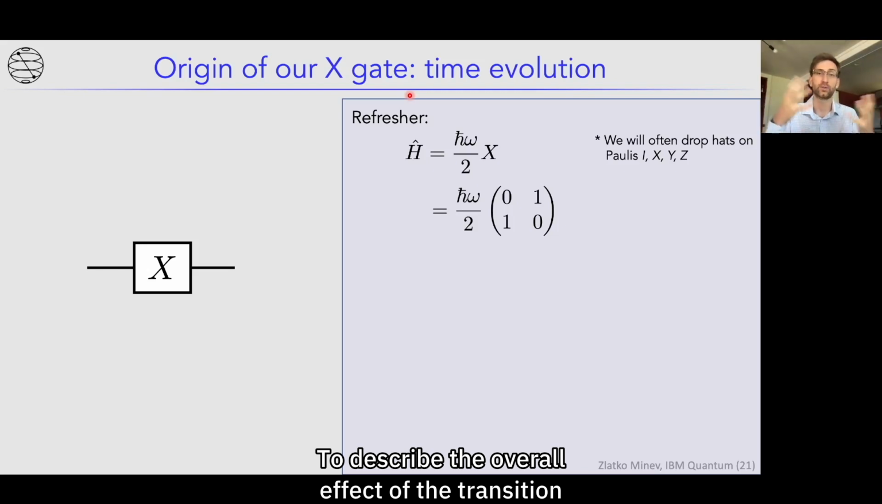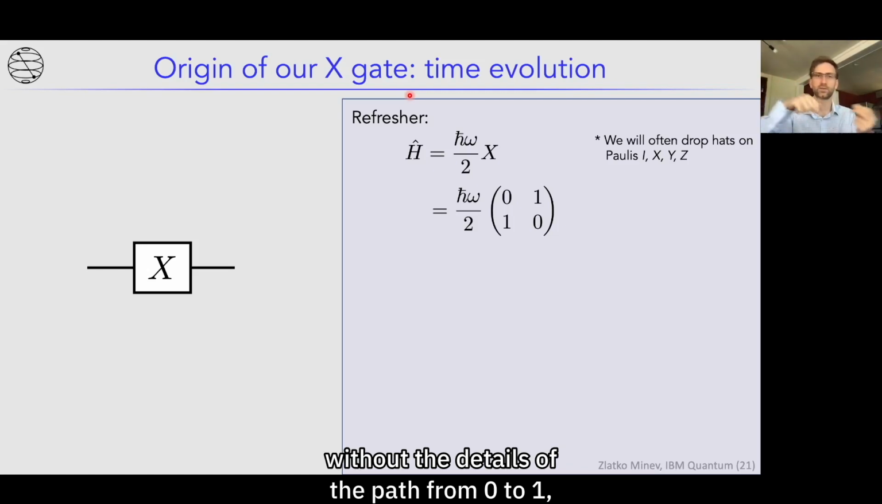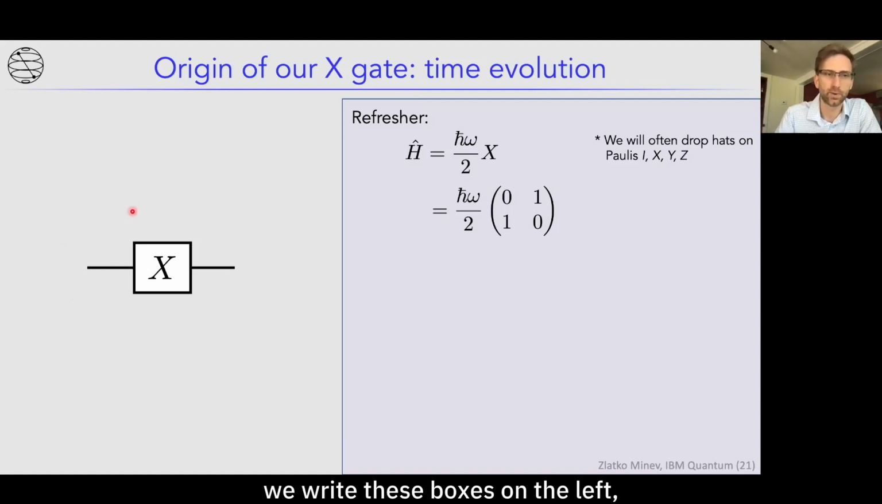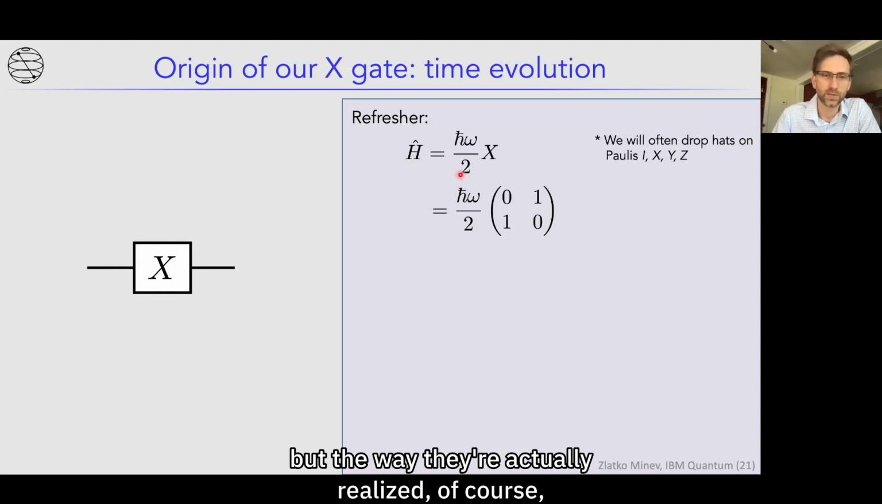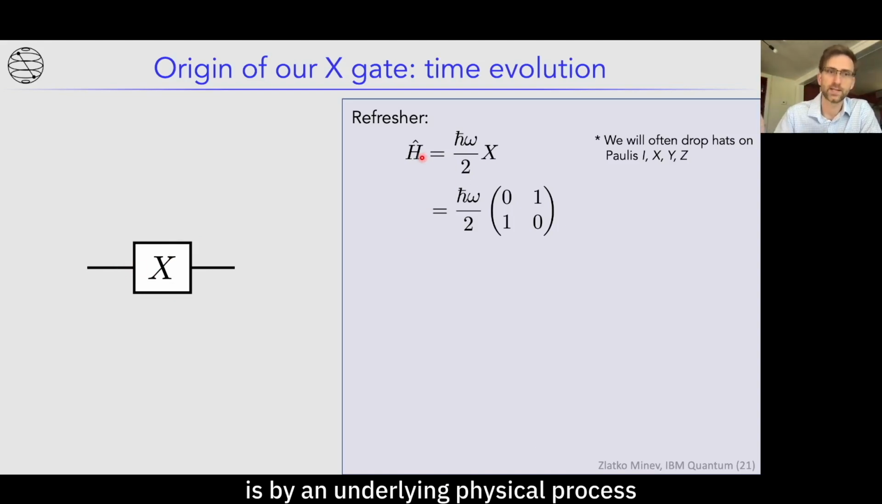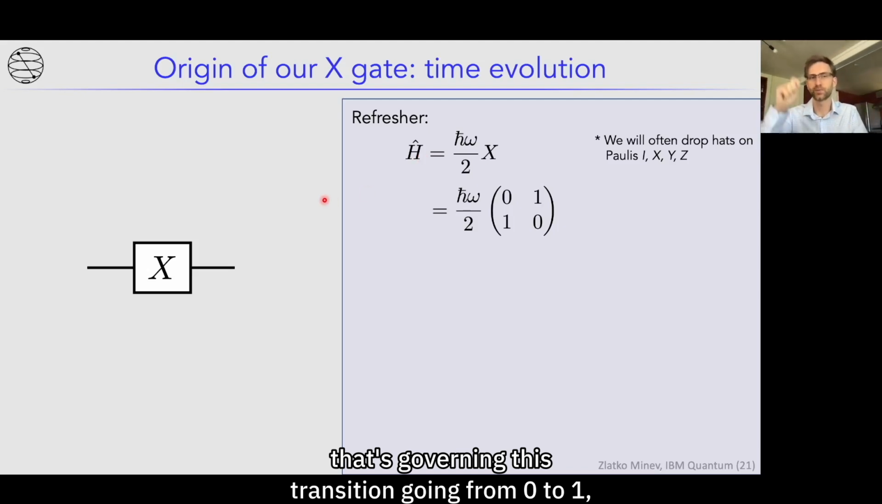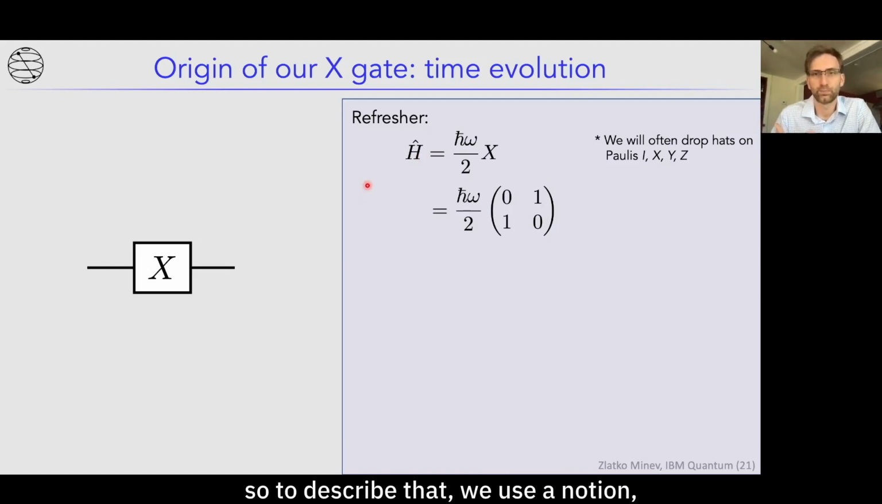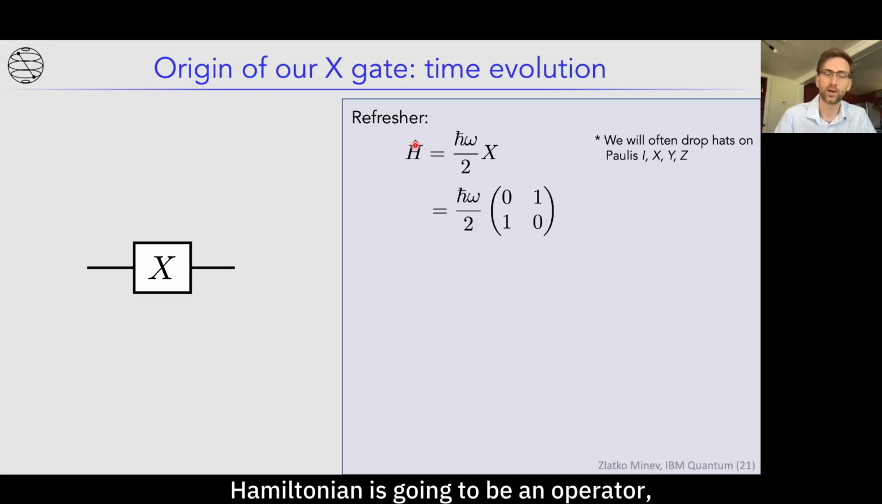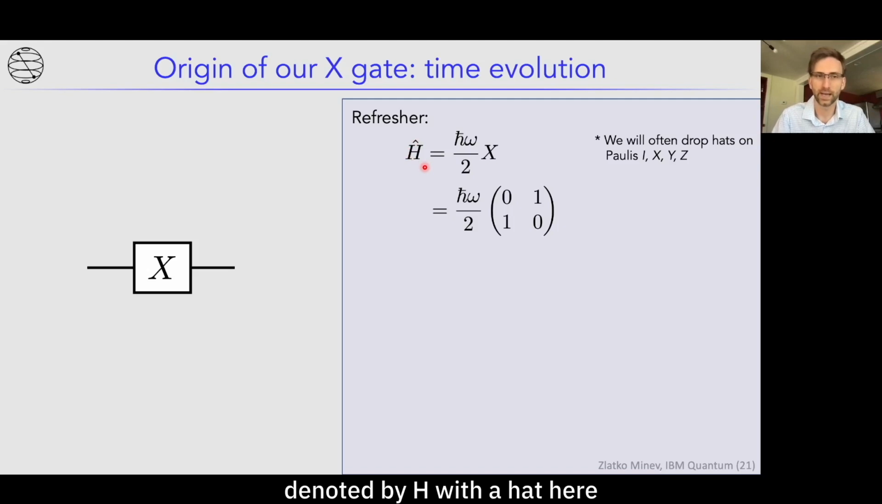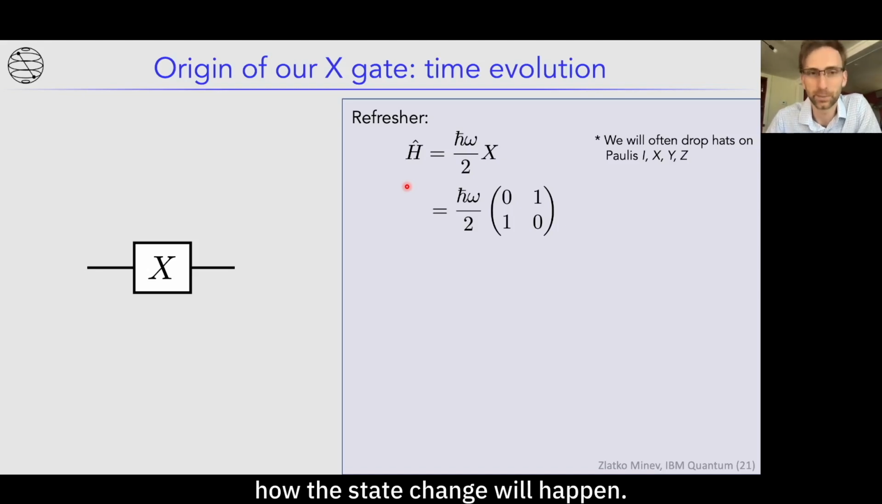To describe the overall effect of the transition without the details of the path from 0 to 1, we write these boxes on the left and we abstract those details away. But the way they're actually realized, of course, is by an underlying physical process that's governing this transition from 0 to 1. So to describe that, we use the idea of the Hamiltonian. The Hamiltonian is an operator denoted by H with a hat here to indicate that it's a quantum operator that is going to tell us at each instant in time how the state change will happen.